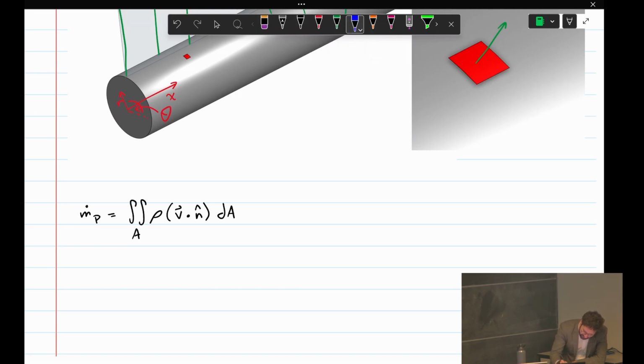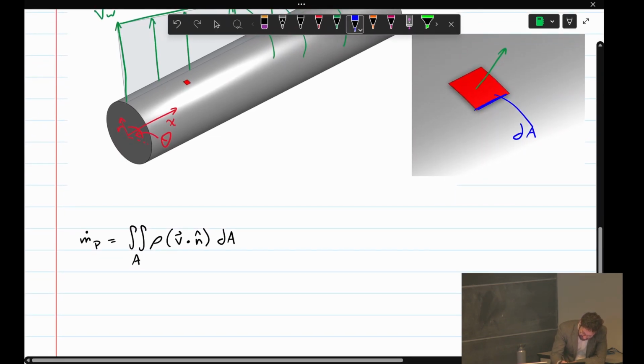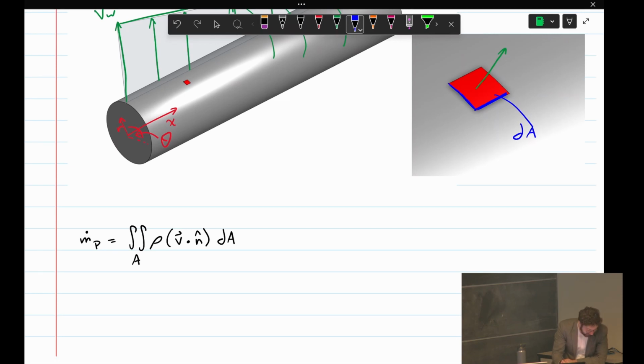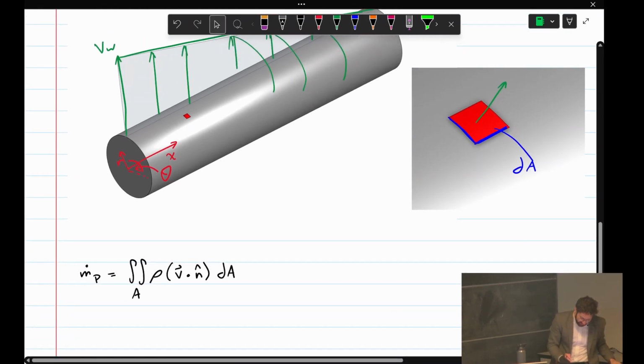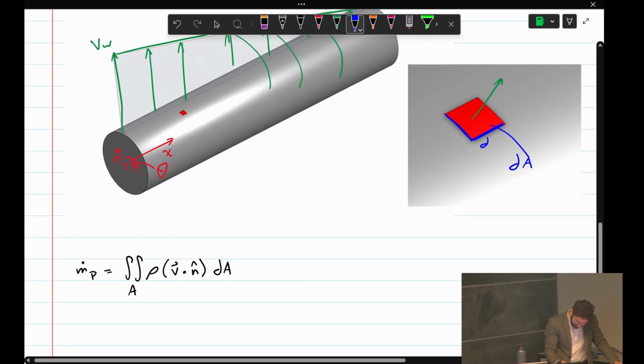So I've drawn a small area element here. For our dA, like you might remember from calculus, you assume a small rectangular element. This small element is going to have two sides that we need to compute. Say this is dA here. The length of this side is dx.